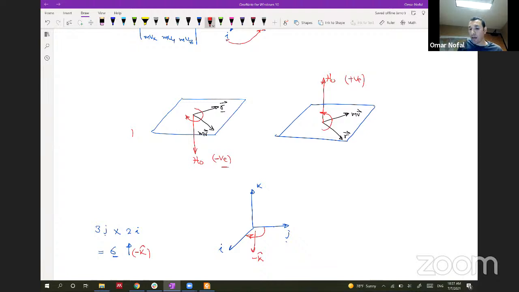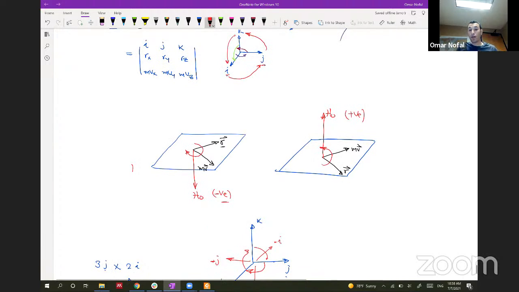Similarly, if you are multiplying K by J, you will have your finger moving from K to J. From K to J, it will be going this way, and it will be in the negative I direction. And similarly, if you are multiplying I by K, it will be something like this. You will have your finger moving from I to K, so it will be in the negative J hat direction. So this is how you multiply them.